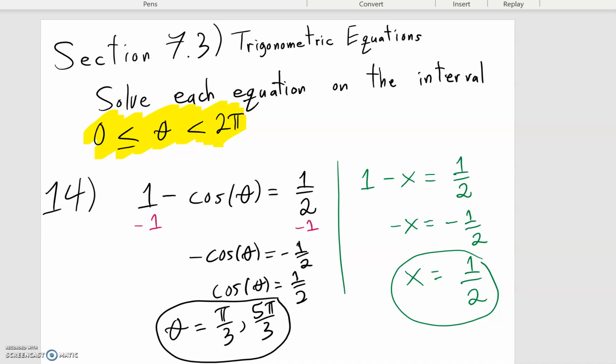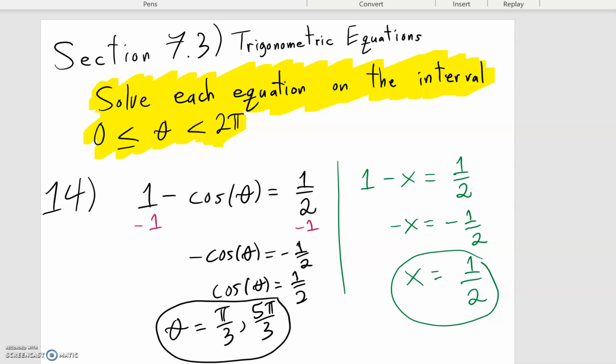In these problems, for all the problems in this video, you are asked to solve each equation on the interval where theta is greater than or equal to 0 but less than 2 pi.